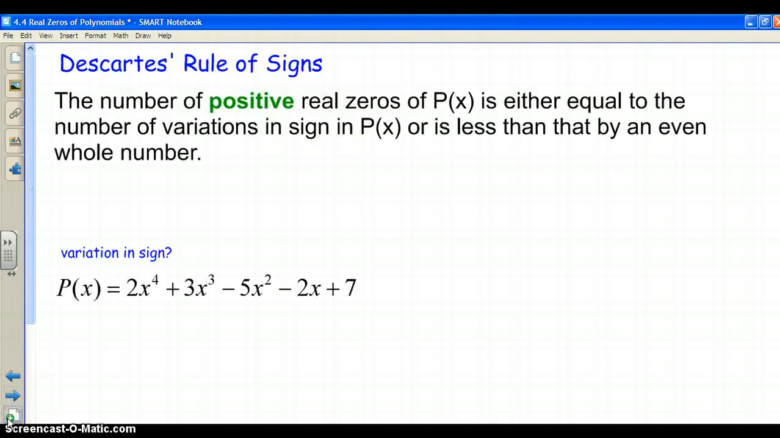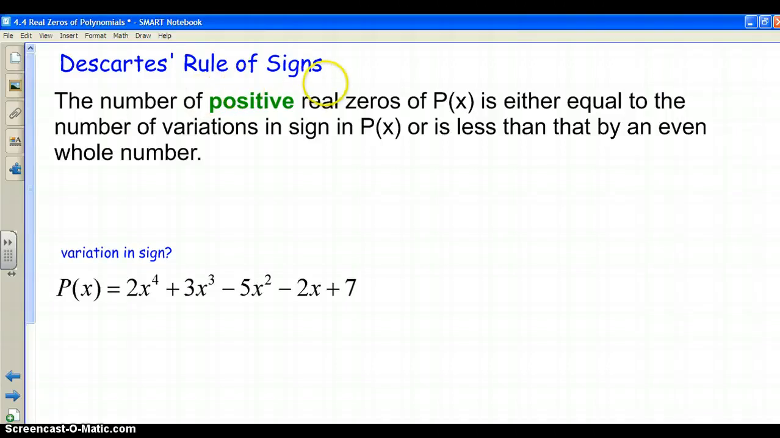The last 3 problems in your homework are Descartes' rule of signs. The number of positive real zeros is equal to the number of variations in sign, or less than that by an even number. So what in the world is this theorem talking about? It's just kind of an obscure theorem. It was really helpful before we had calculators, before we could graph things really quickly. Now we don't really need this theorem that much, but I'm still going to make you learn it, just because it's got some neat math in there.